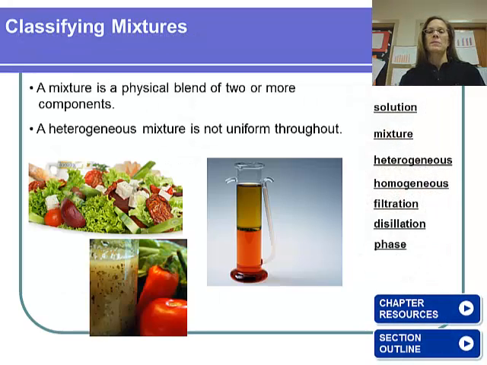So as you can see by these pictures, a mixture is a blend of two or more components that are visibly different. The dressing on the right-hand side shows that there's two distinct phases of liquids there, and they are separating based on their densities. The dressing in the lower image, you can see that there's small parts in that mixture of the dressing, and then the salad is obviously a heterogeneous mixture.